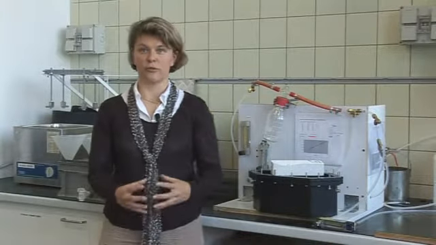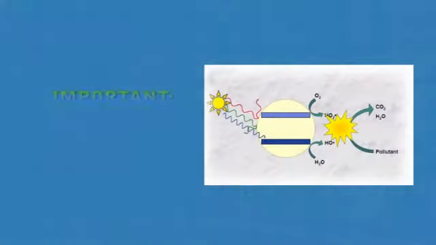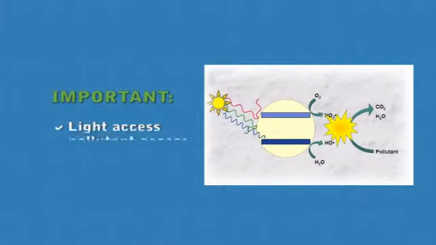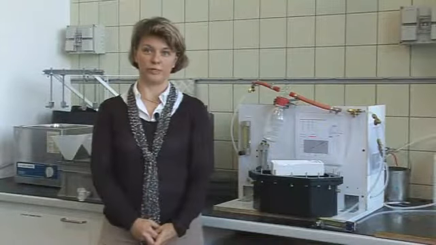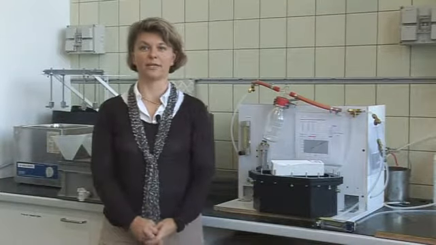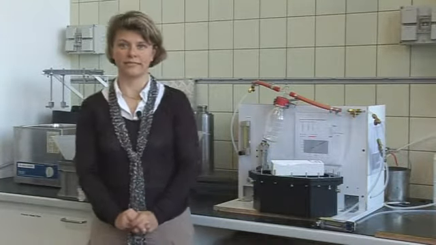So there are three important things. First is the presence of light, the presence of the catalyst and the pollutant at the surface, and then the removal of the pollutant from the surface. Which catalyst do we use? It is titanium dioxide. Titanium dioxide is there in different forms.